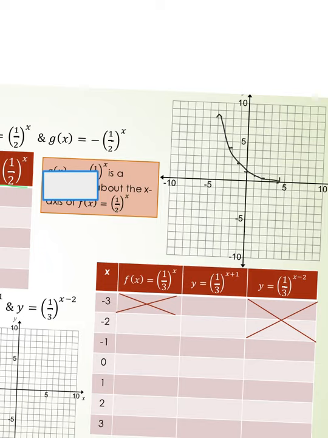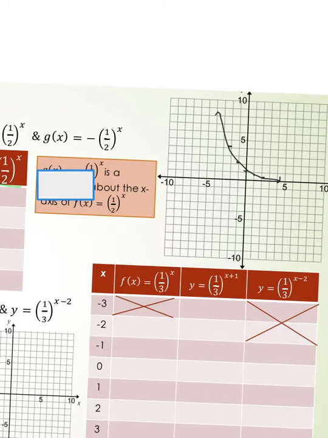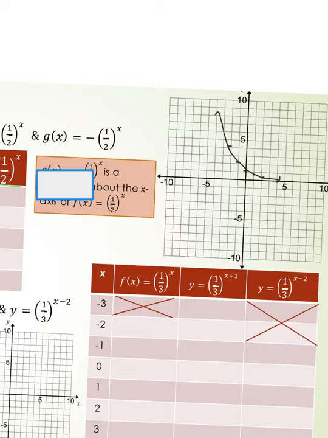Now we're going to graph our g of x, which was all of the y values negated. So now we will have -2, -4. We will have -1, -2, 0, -1, 1, -1/2, and 2, -1/4. So remember, when we do these types of problems, g of x equals -1/2 to the x power is a reflection about the x-axis of f of x equals 1/2 to the x power.